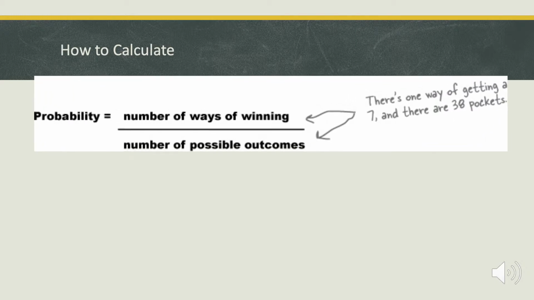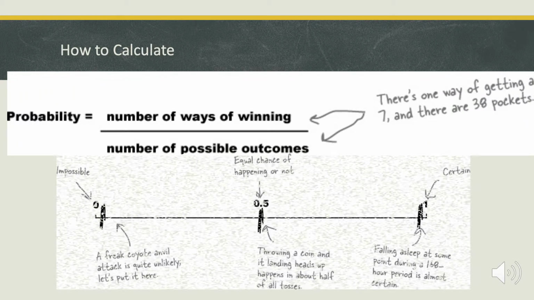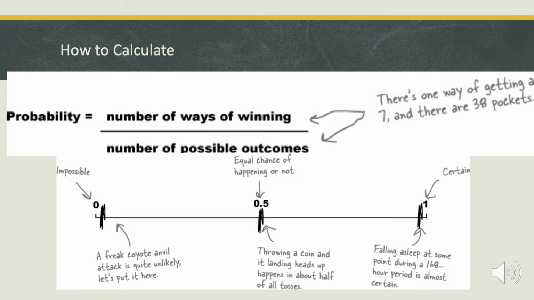So on a scale of 0 to 1, will a freak coyote attack me? Impossible. Less than likely. 0. Will I fall asleep at some point during a 168-hour period? Certainly. And if I was to throw a coin, with it landing on heads or tails, what is the likely chance that it will do either? 50%. There's an equal chance of it happening or not happening.